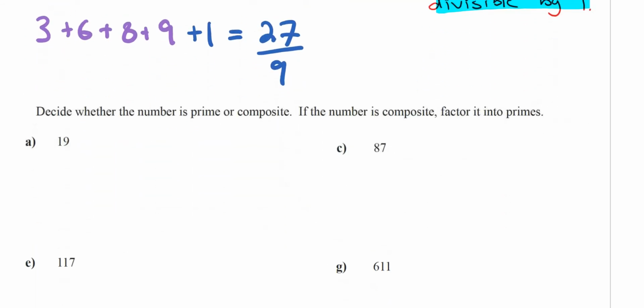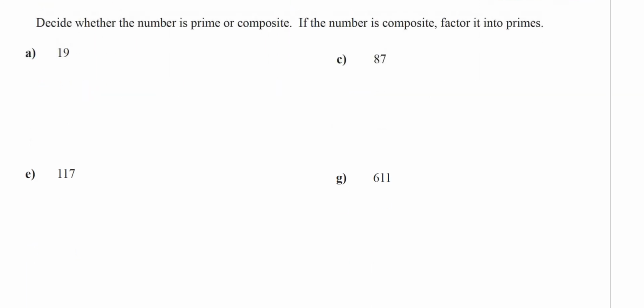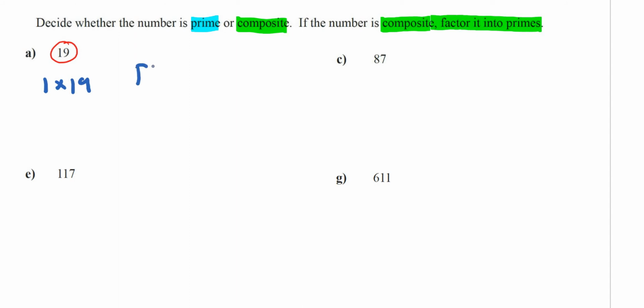Okay, let's move on to the next question in the homework guide here, which is question number 6, I believe, and determine whether the number is prime or if it's composite. If the number is composite, factor it into primes. For 6a, the number 19, I can't think of any numbers that multiply to 19 except for 1 and itself, 1 and 19, so this is definitely a prime number.